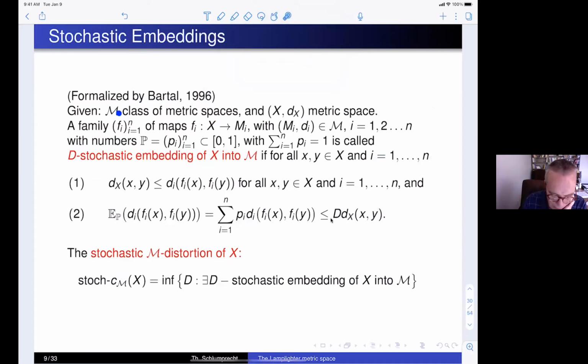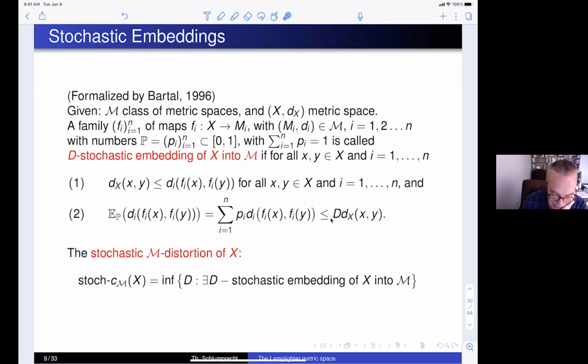So we are given a class of metric spaces, and we are given a fixed metric space (X, d_X). Then we have a finite family of functions. You can also define this in the infinite case, but for simplicity, I will do it only for finitely many. We have a family of functions which maps X into some representative of our class, let's call them M_i with a metric d_i. And we have a sequence of positive numbers, p_1 to p_n, which adds up to 1. So think of this as being a probability.